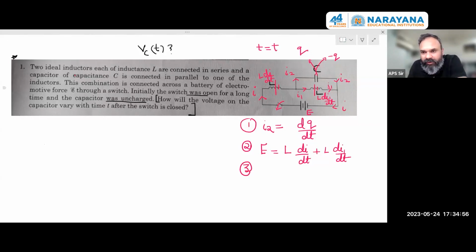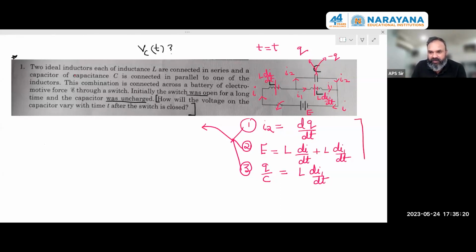And one thing I can do is equate the potential difference of these two guys. So I know that Q upon C is basically balancing L di1 by dt. That is, L di1 by dt will be equal to Q by C. These are the three fundamental equations which I can write in the problem. So a very straightforward problem, once you understand that you can write these three fundamental equations.